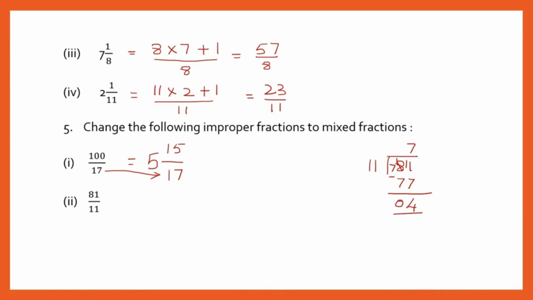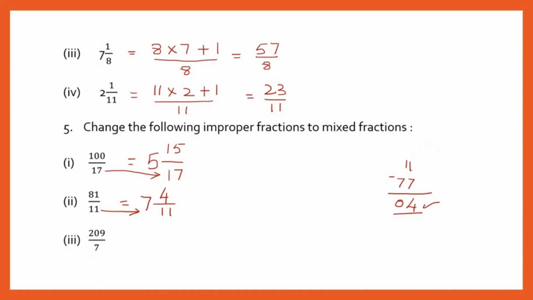Now I'm going to use these numbers, the quotient and the remainder, to make my mixed number. The quotient is my whole number. The remainder is my numerator. The denominator is the same as this. So it's 7, 4 by 11. So let's go on to the next one.